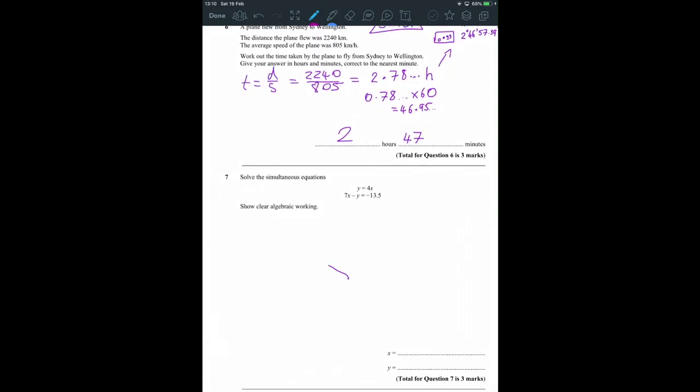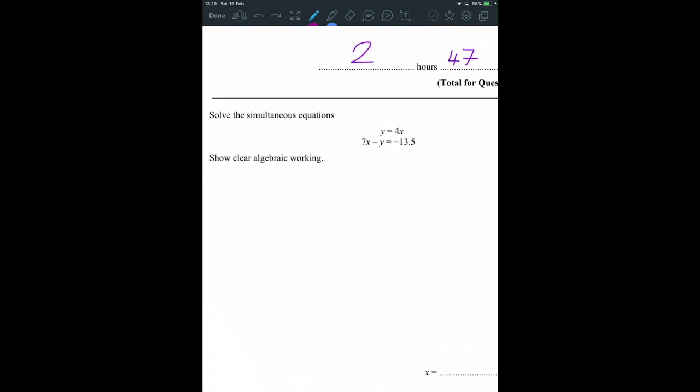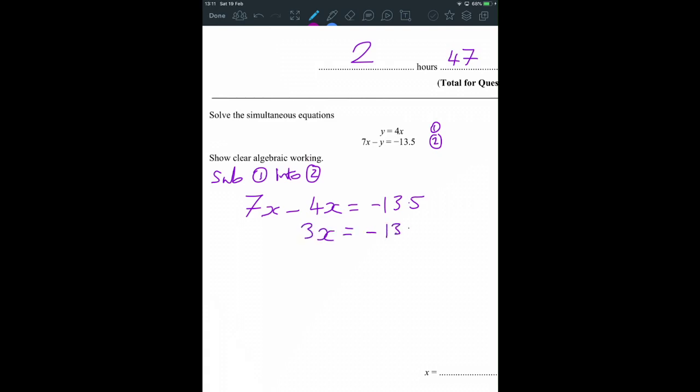Simultaneous equations. Quite early in the paper, but then these are quite simple ones. The first one is already y equals. So I'm going to sub the first into the second. Again, I really like telling the examiner very clearly what my intent is at every position. So now it's 7x minus 4x instead of minus y. It's negative 13.5. So 3x. Simplifying the left-hand side. So x is negative 4.5.